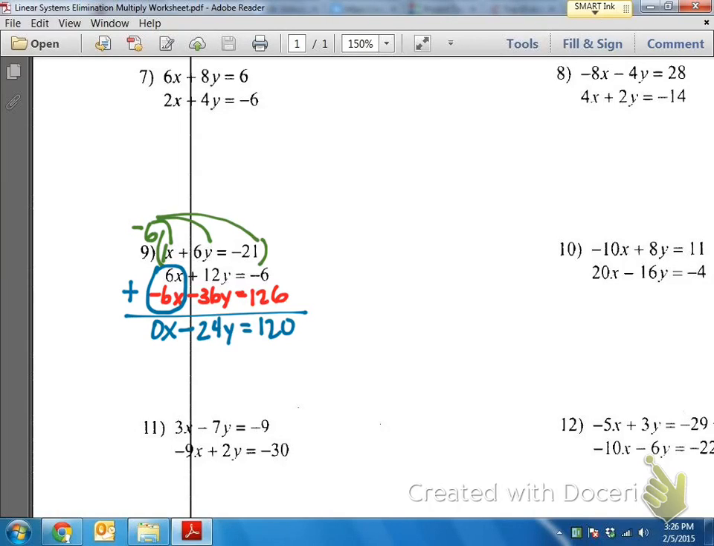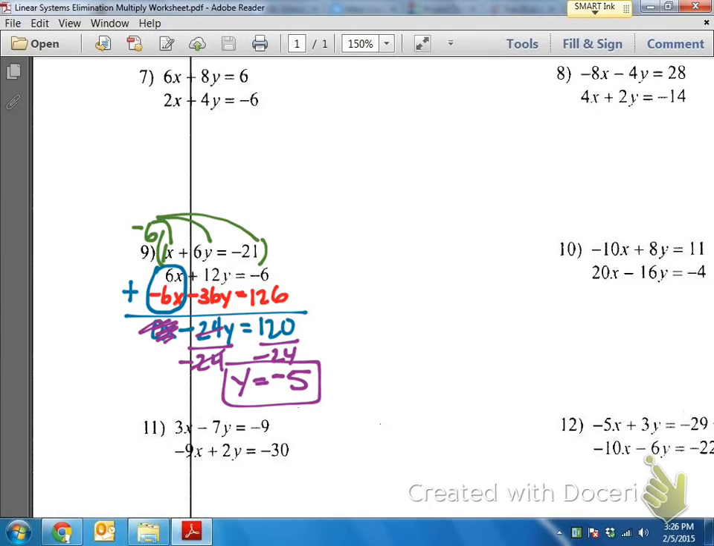All right. The only thing we have to do here is cross out 0x because that's eliminated. Then we divide by negative 24. And again, if you had a calculator, you could do it, but you could just go freehand off to the side. I know that half of 24 is 12, and 12 times 10 is 120. So that means 24 times 5 is going to be 120. And positive divided by negative is a negative. So y equals negative 5.